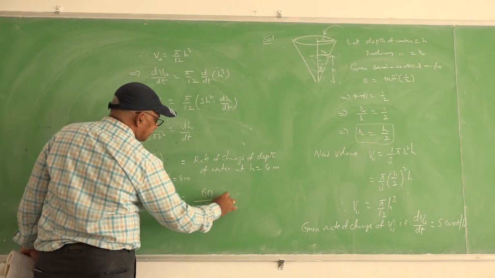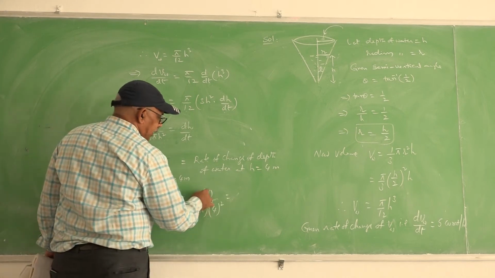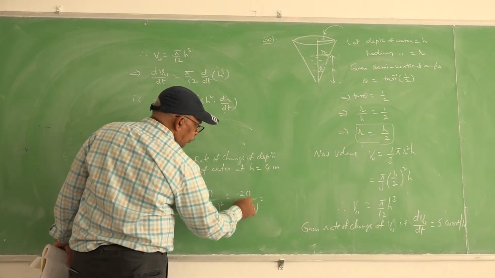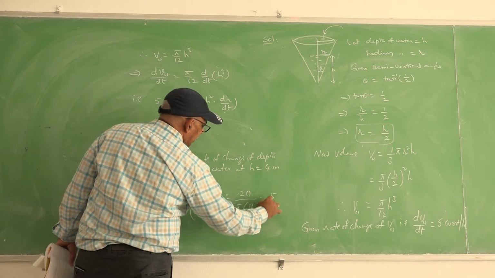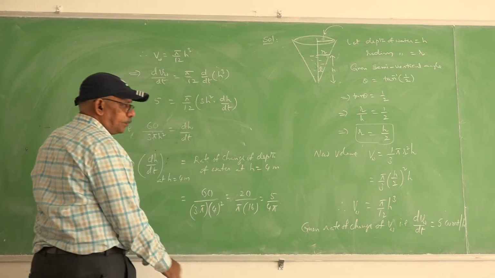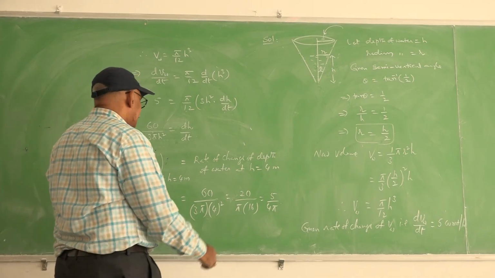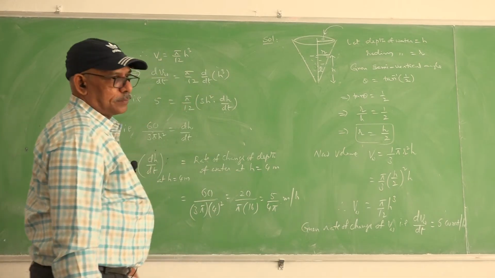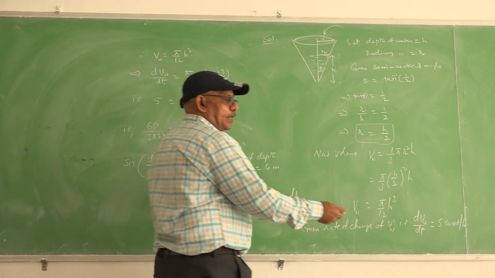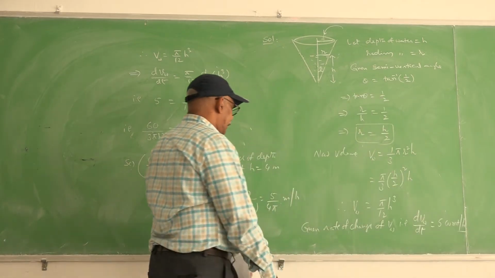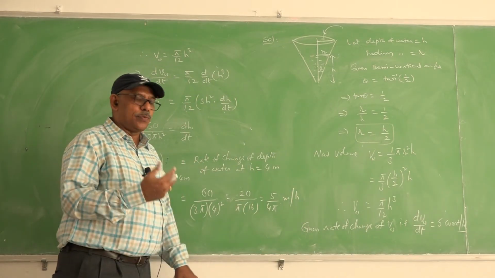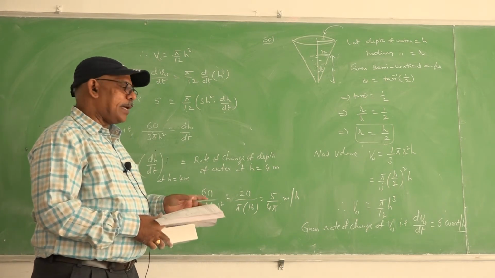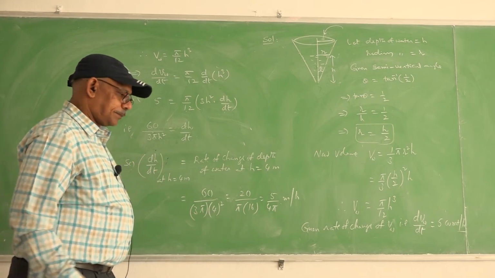h square is 4 square, 16. So 60 by 3 pi into 16, 5 by 4 pi. 5 by 4 pi meters per hour, because the units are given in hours. So the height or depth of the water level is increasing at the rate of 5 by 4 pi meters per hour.